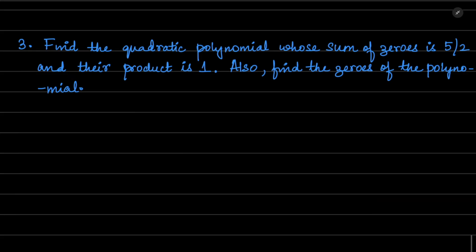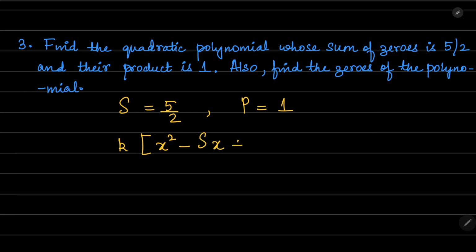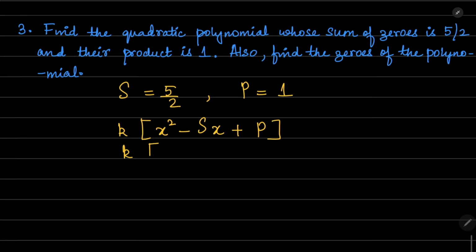Find a quadratic polynomial whose sum of zeros is 5 by 2 and product is 1, and also find the zeros of the polynomial. So your sum of the zeros, capital S, is 5 by 2, and your product of zeros is equal to 1. So what is the polynomial? K multiplied by x square minus Sx plus P. The first time, I'll write the formula as it is. This is your polynomial, right? So I'll substitute and write x square minus 5 by 2 x plus 1.